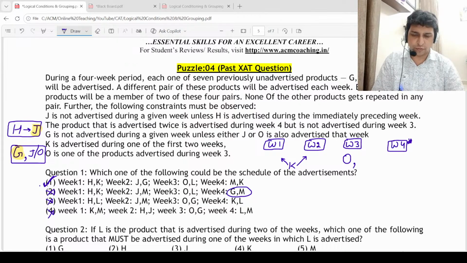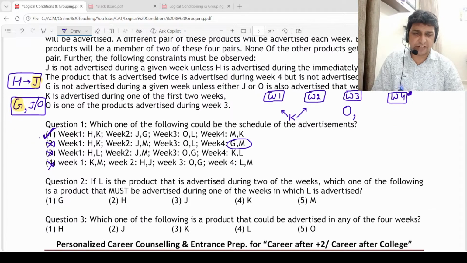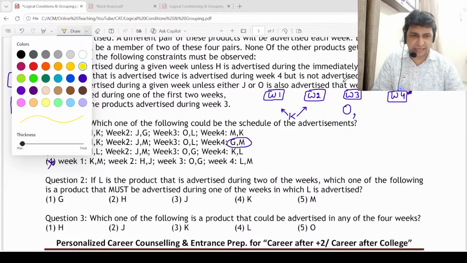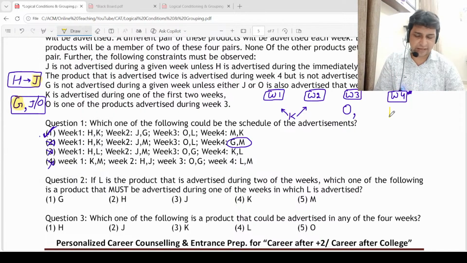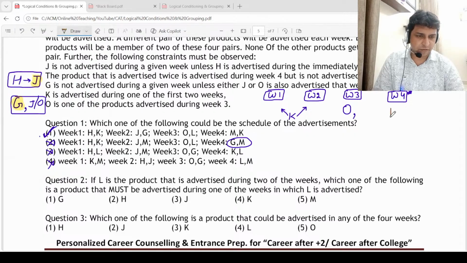The next question, number 2. If L is the product that is advertised during 2 of the weeks, so that means L is going to be advertised during 2 of the weeks. So let's take L as the product which will get advertised in both those weeks. Let's change the color of the pen. Let's take it here. So L has to be here. That's for sure.